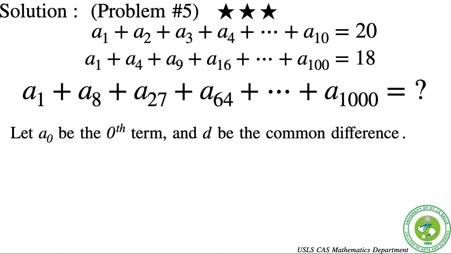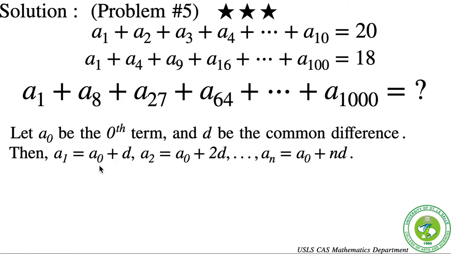So in this way of representation, we can see that a sub 1 is equal to our 0th term plus the first common difference. Imagine our common difference to be 1. If our a sub 0 is 0, 0 plus 1 will lead us to our first term. A sub 2 will be 0 plus twice the 1, which is 2, and so on. So we could say that a sub n is equal to a sub 0, our 0th term, plus n times the common difference, and that will give us our a sub n, our nth term.